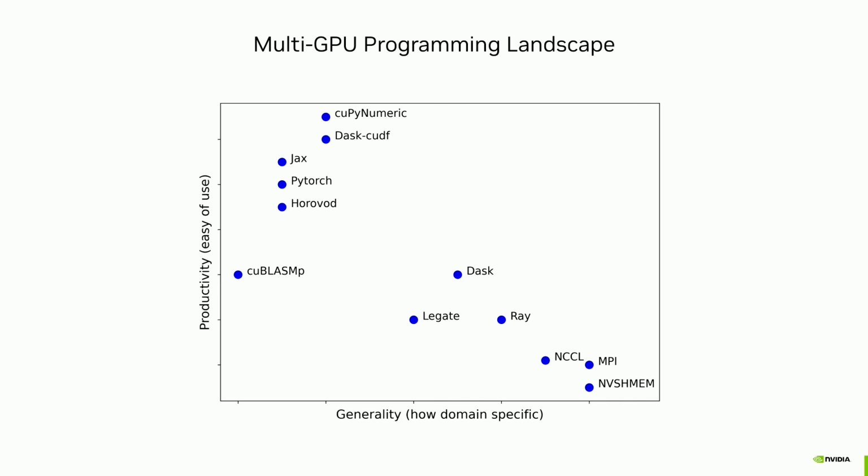I should say that the location of these different example libraries on the plot is fairly subjective. I'm sure if you ask the individual developers, they might disagree a bit. But the overall idea here is just to say that we have this diagonal of different libraries where there's a trade-off between how general it is and how productive, how easy to use.